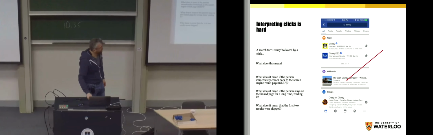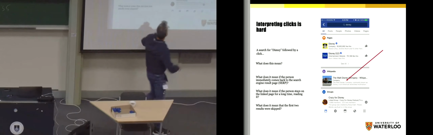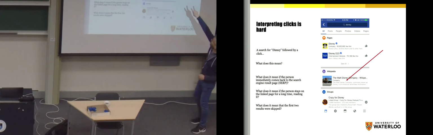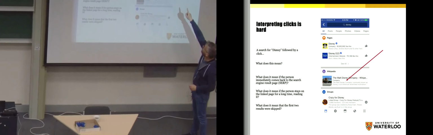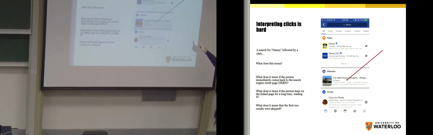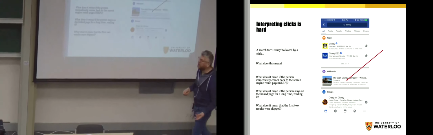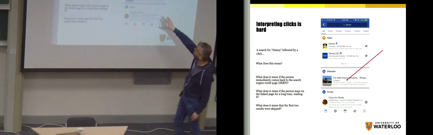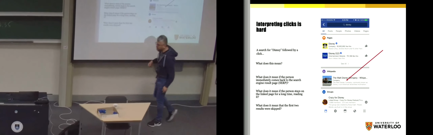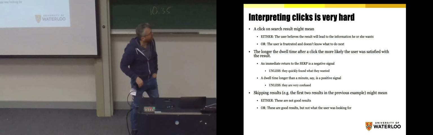Okay. All right. And another signal is if the first two are clicked. Now, do they mean that those things are bad for that query? They probably mean that for this person, that's not what they were looking for. Or it could just mean that they hit the thing by accident with their thumb. This is the kind of thing we have to try to understand if we're going to learn from online behavior. So interpreting clicks is very hard.